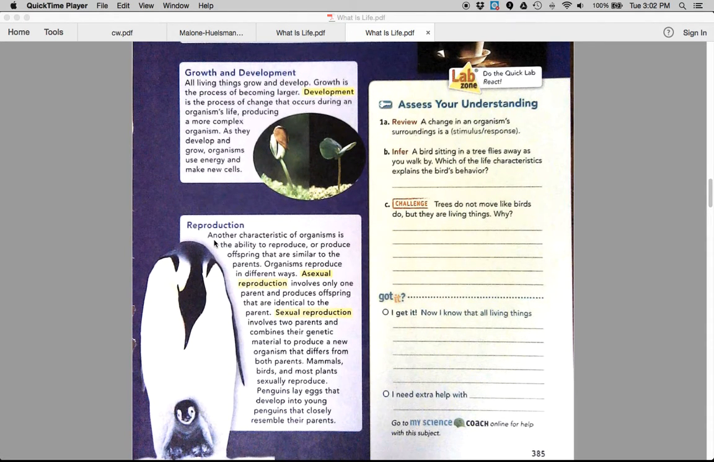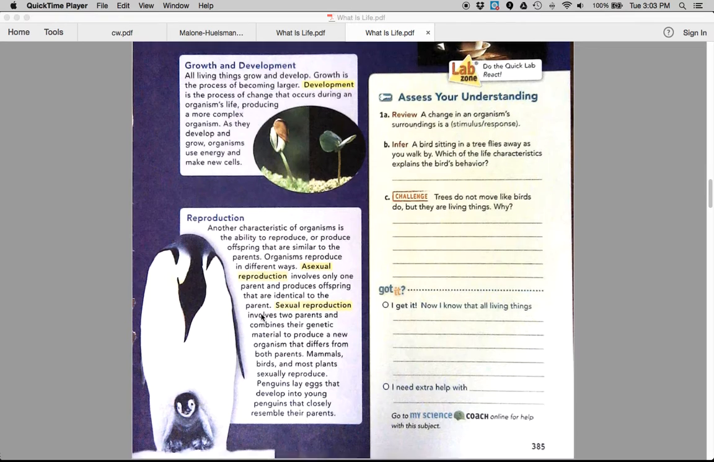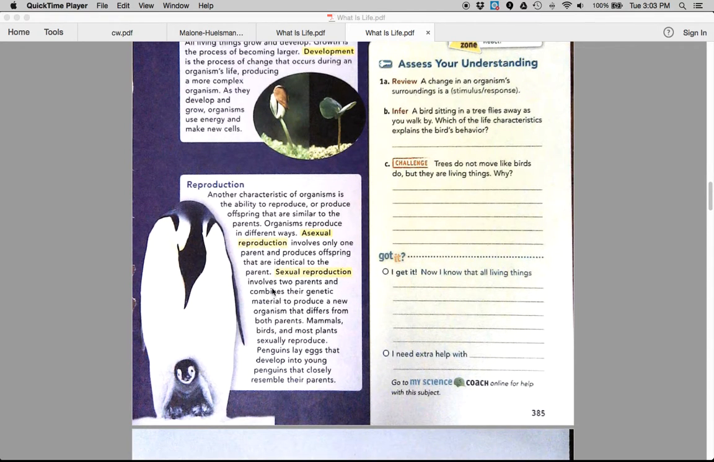Reproduction. Another characteristic of organisms is the ability to reproduce, or produce offspring that are similar to the parents. Organisms reproduce in different ways. Asexual reproduction involves only one parent and produces offspring that are identical to the parent. Sexual reproduction involves two parents and combines their genetic material to produce a new organism that differs from both parents.